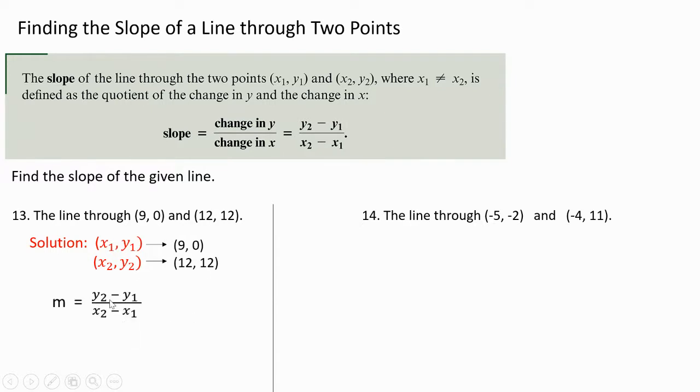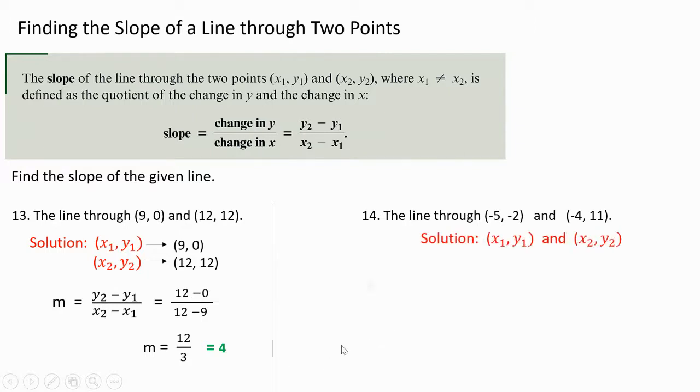So now my slope, right? y2 is 12, so it's going to be 12 minus 0, and 12 minus 9, because this is x2 minus x1. So it's going to give us 12 over 3, which simplifies to 4. I mean, the slope is 4. Very basic, straightforward, just by knowing how to use the formula.